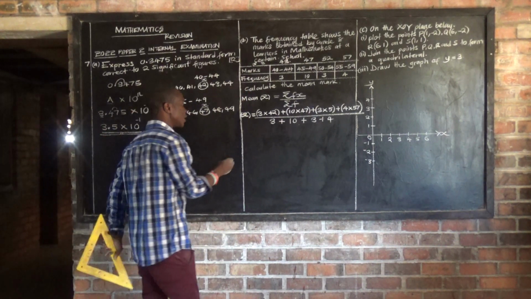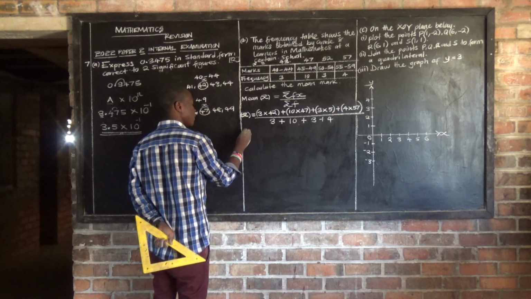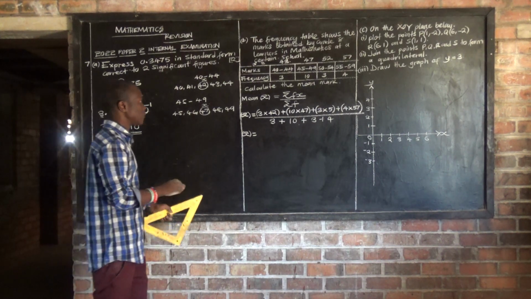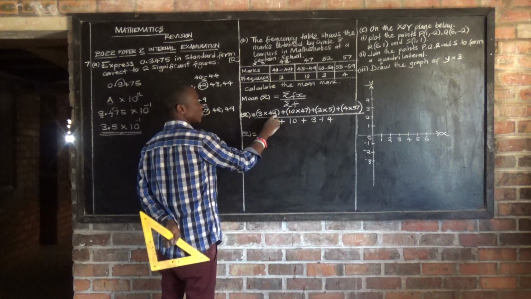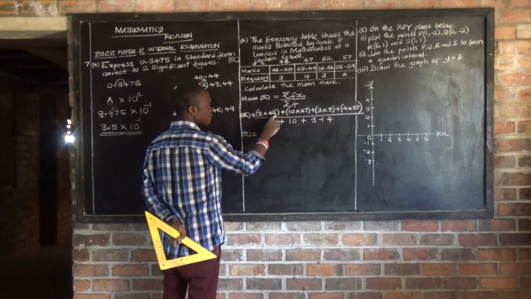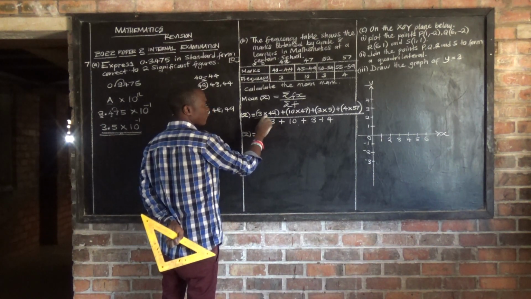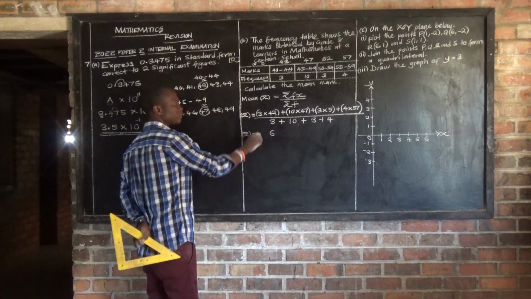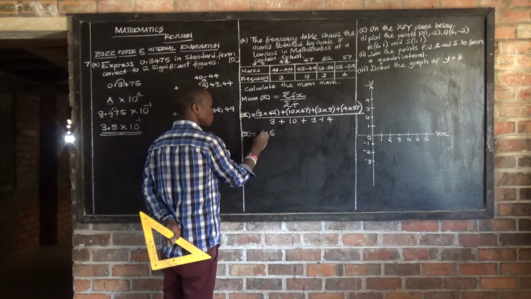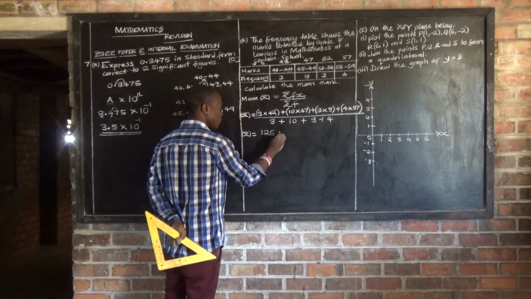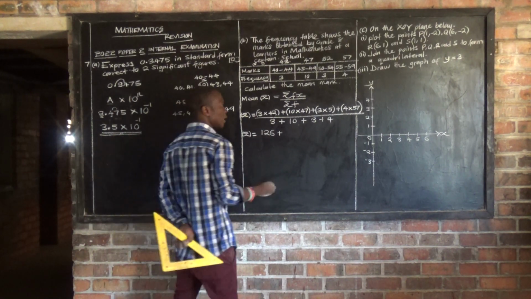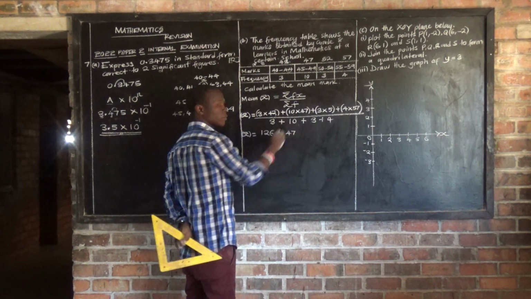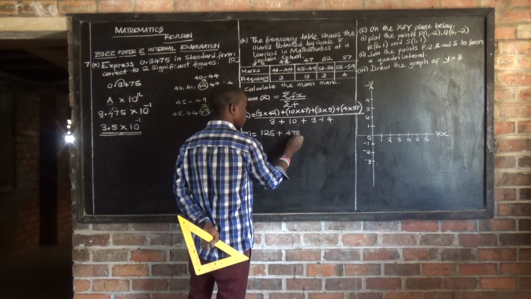Then you can move on and say x bar is equal to, now let's multiply this. Let's take our time. 3 times 2 is what? It's 6. Then 3 times 4 is 12. So we have 126. Plus, then 10 times 47 is what? You get 470.